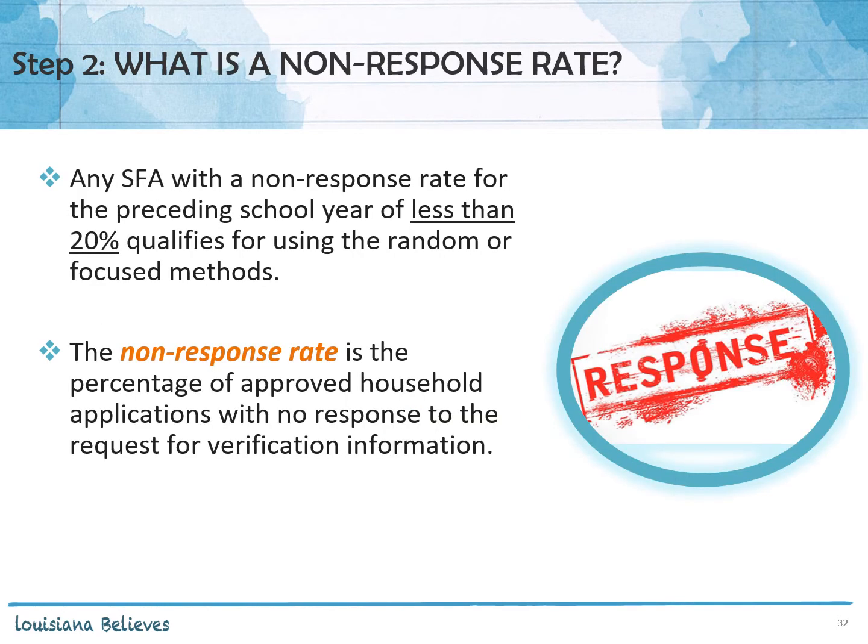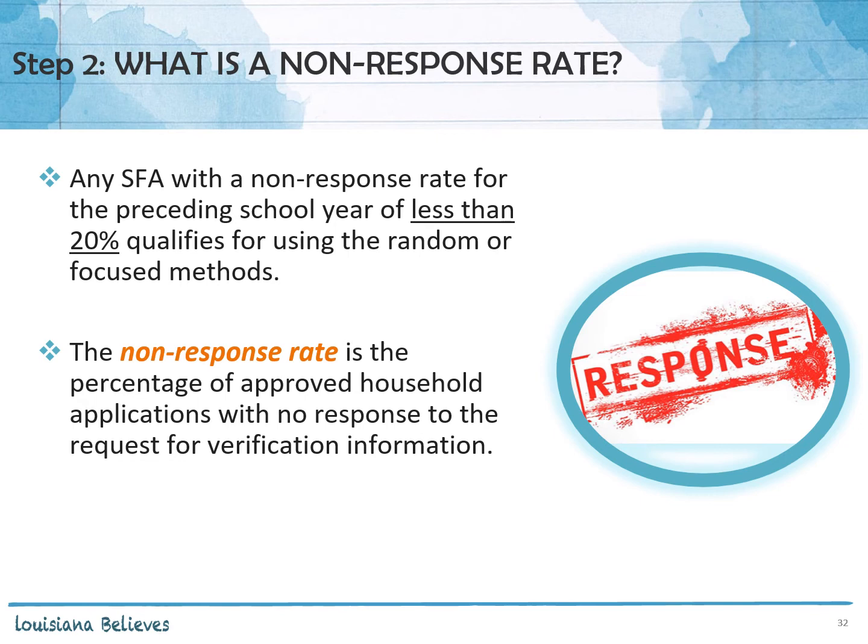What is a non-response rate? The non-response rate is the percentage of approved applications with no response to the request for verification information. So we know that any SFA with a non-response rate of less than 20% is eligible to use one of the alternate methods. However, there's also the option to use an alternate method for any SFA with an improved non-response rate. This is specifically for SFAs with more than 20,000 children approved by applications as eligible as of October 1st of the school year.